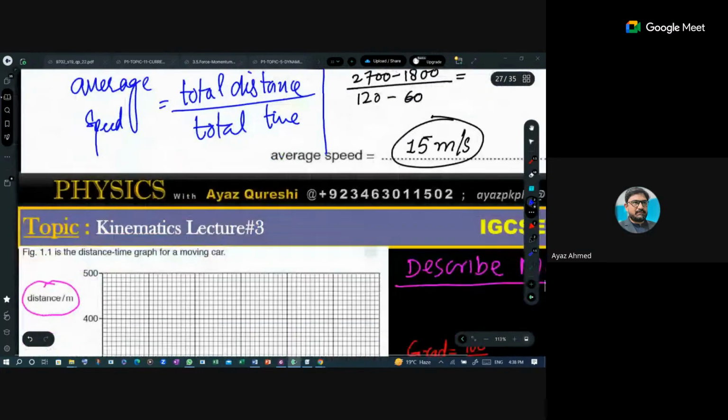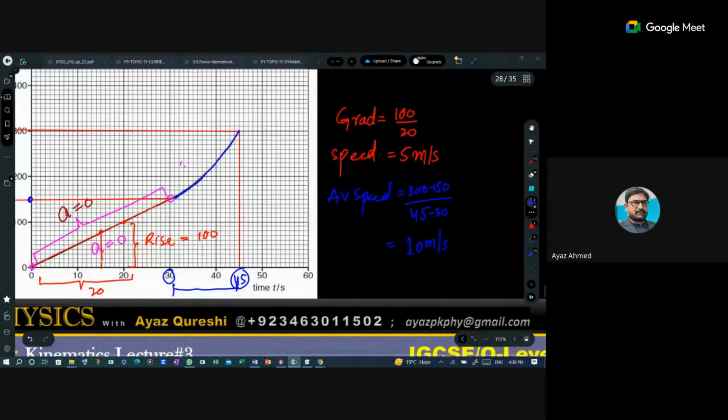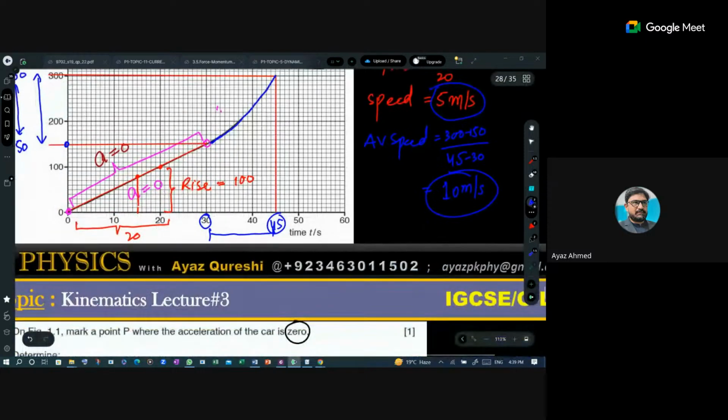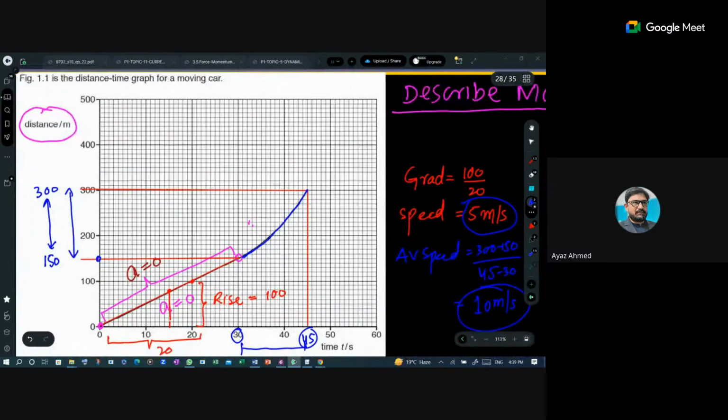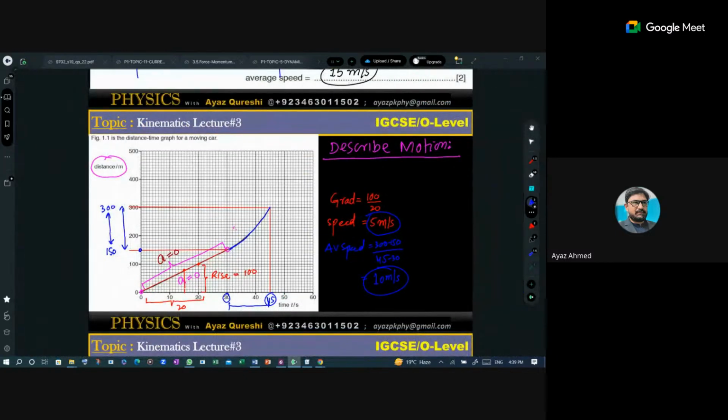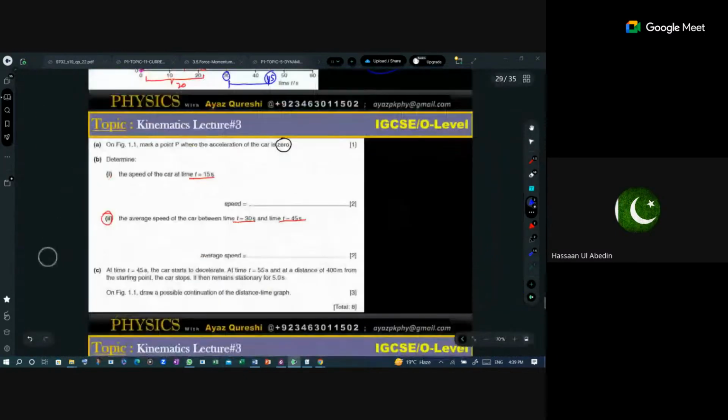But in this question, as the object is accelerating, its normal speed is 5 meters per second during that constant behavior, and the average is increased. So when a body is having constant speed and then accelerates, its average speed increases. Got it? And when the object is having a constant speed and then it decelerates, then its average speed decreases actually. Got it?